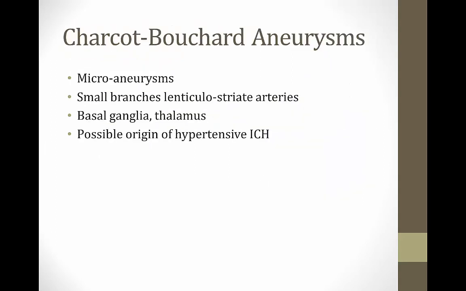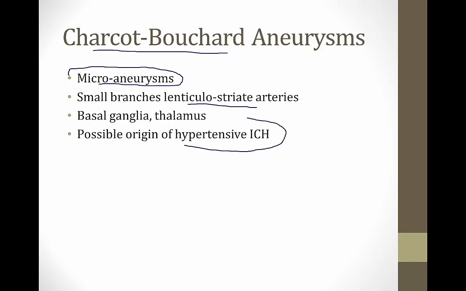You should be aware of Charcot-Bouchard aneurysms. These are microaneurysms of very small branches of the lenticulostriate arteries, which are branches off the middle cerebral artery that supply the deep areas of the brain like the basal ganglia and thalamus. And they're believed to be the origin of hypertensive hemorrhagic strokes. So if you see a board question about someone with a hypertensive hemorrhagic stroke and they ask you for the mechanism, you should think that it may be Charcot-Bouchard aneurysm rupture.